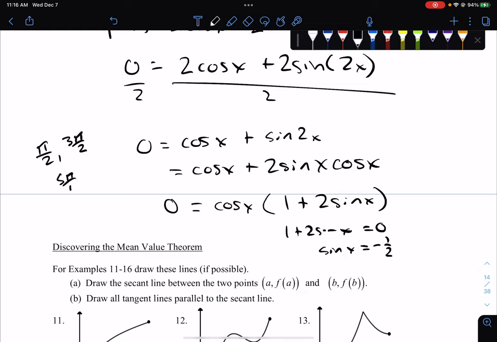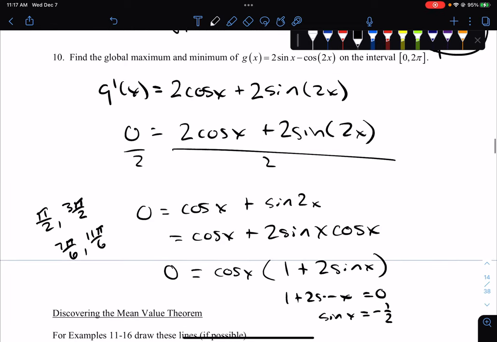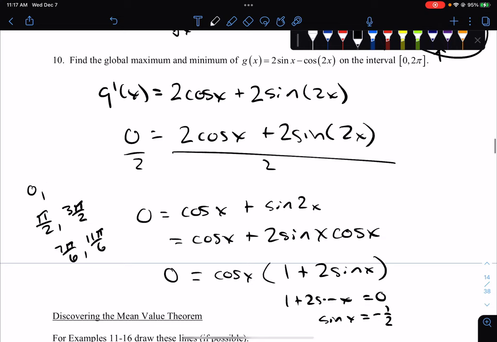5 pi 6? No, that's going to be positive 1/2. It's going to be 7 pi 6, not 5 pi 6, because we have to be below. So we need 7 pi 6, and then we also need 11 pi 6. Those are where my values could be, but they could also be at my endpoints. They could also be at 0. They could also be at 2 pi.